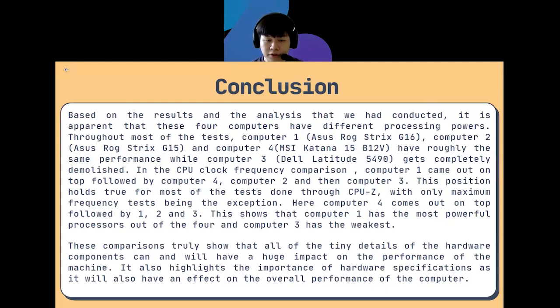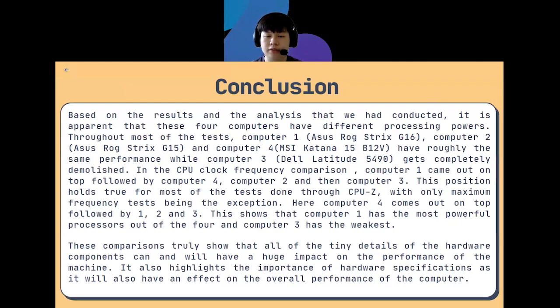In the CPU clock frequency comparison, computer 1 comes out on top, followed by computer 4, computer 2, and then computer 3. This position holds true for most of the tests done through CPU-Z, with only maximum frequency tests being the exception. Here, computer 4 comes out on top, followed by 1, 2, and 3.